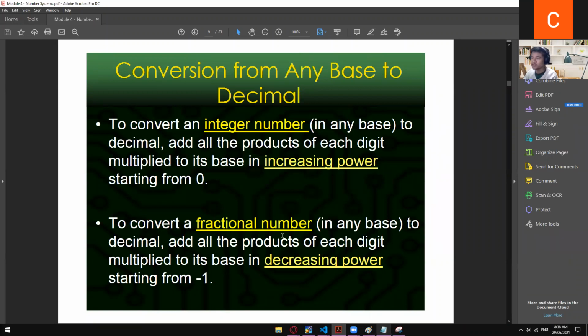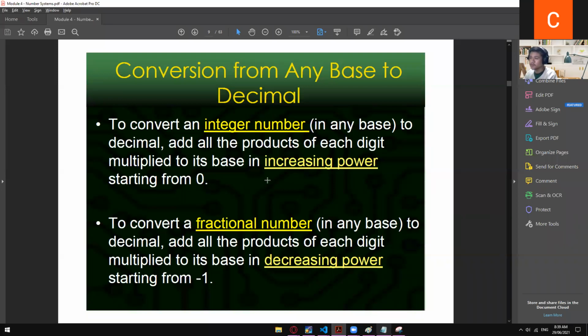And to convert a fractional number, so this one is a whole number and this one is fractional or decimal, in any base to decimal, add all the products of each digit multiplied to its base in decreasing power starting from -1. I know that if you're going to analyze this one and understand it right now, you're going to have a hard time unless you see an example.